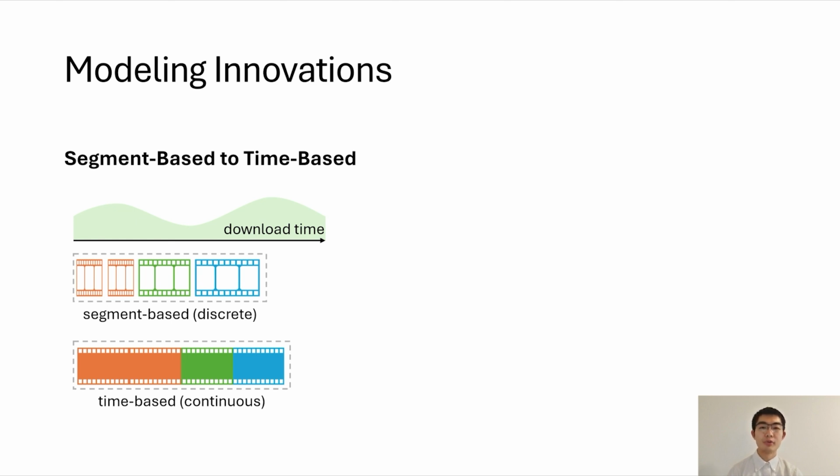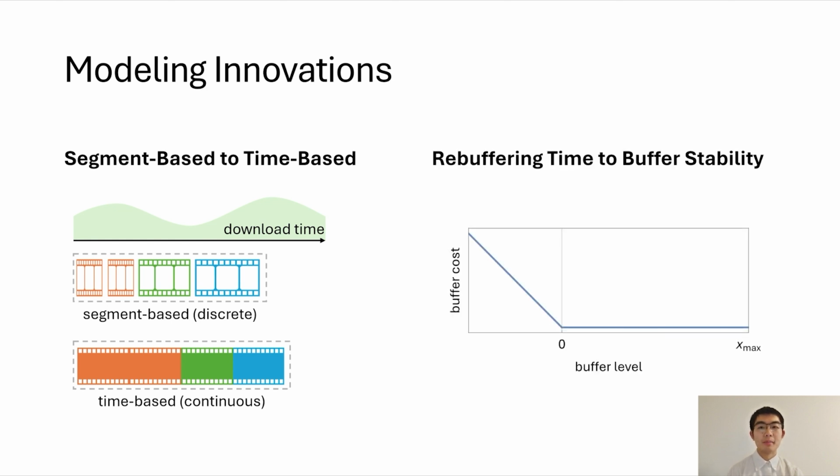However, we choose to view the video stream as a continuous fluid stream and forget about the segment boundaries for theoretical analysis purposes. This is inspired by how people analyze TCP performance. They also treat the TCP stream as a fluid stream instead of discrete packets. The second modeling innovation we made is transitioning from modeling rebuffering time directly to modeling buffer stability instead.